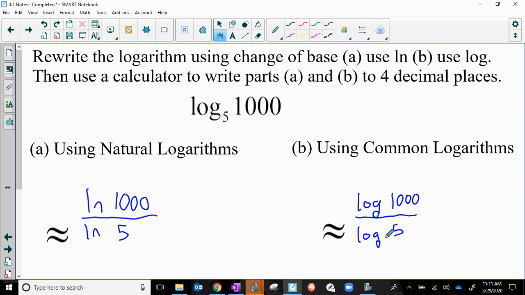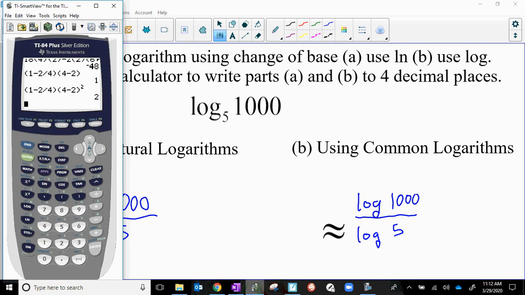So let me think about the answer. I know 5 to the 4th power: square and square again. So 5 squared is 25, 25 squared is 625, 625 times another 5 is like 3,000. So something between 4 and 5. It's 4 point something. That's as good as I'm going to get without using tables or some other type of fancy math that we don't know yet. But I'm going to go grab a calculator and get the answer to as many decimal places as I'm asked to do, which in this case is going to be 4 decimal places.